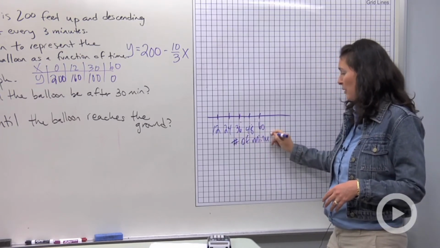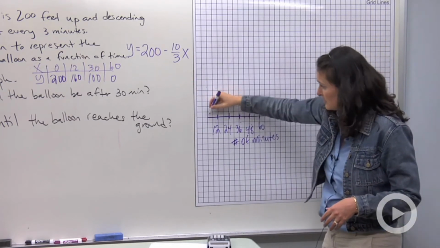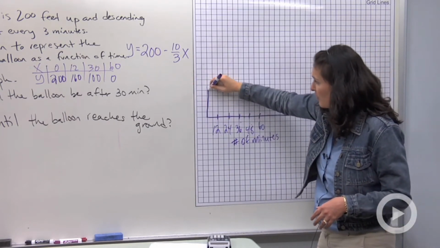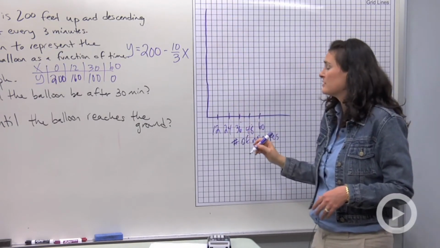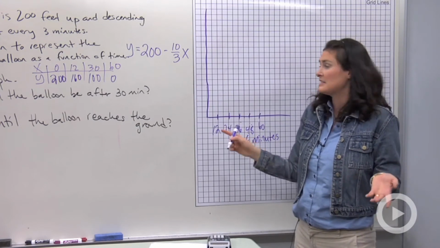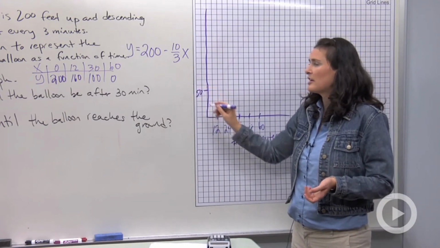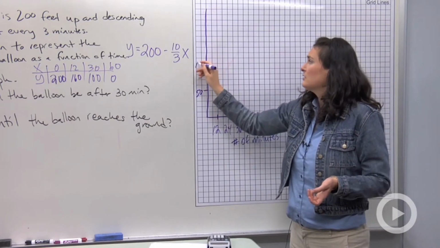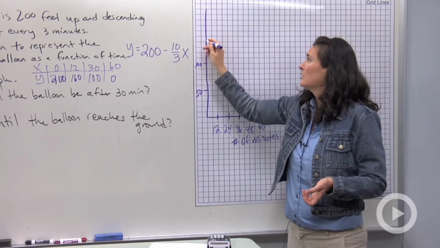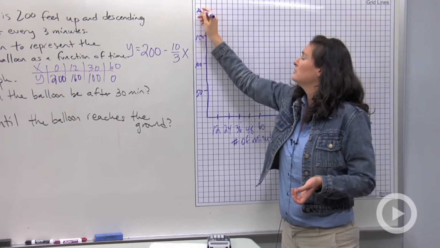And now I'm ready to do my Y. Y represents height of the balloon, and I need to go all the way up to 200. So in order to get all the way up to 200, again, I want to think about how much each box should represent. I'm going to say each box is 10. So I have 10, 20, 30, 40, 50. I'm just going to mark every 50, 60, 70, 80, 90, 100. Got to get all the way up to 200. 150, 200. Let's double check that.